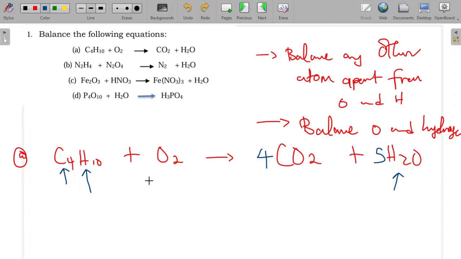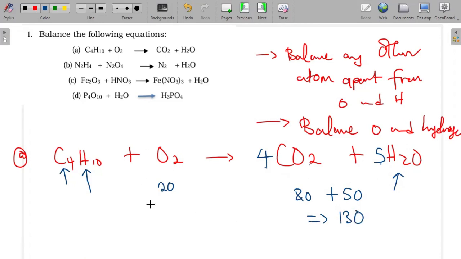The only remaining thing now is the oxygen. On my left, I only have 2 oxygens here. When I come to the right, I have 4 multiplied by 2, so this is 8 oxygen, plus here I have 5 multiplied by 1 oxygen, which is just 5 oxygen. So on my right-hand side, I have a total of 13 oxygens.